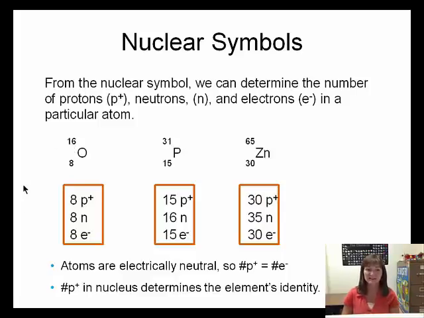So 16 minus 8 is 8. That's how we come up with 8 neutrons. If we look over here at phosphorus, I can see right off the bat there's 15 protons and 15 electrons. And then I go 31 minus 15 is 16, so that tells me there's 16 neutrons.